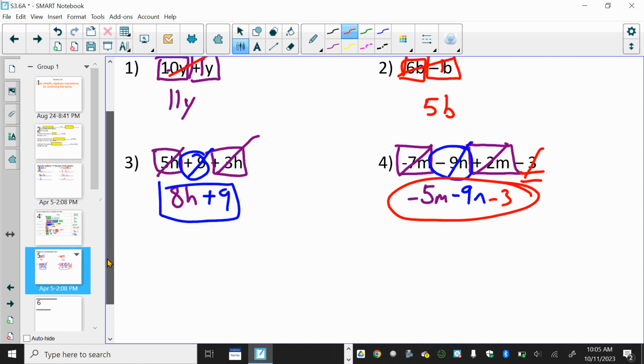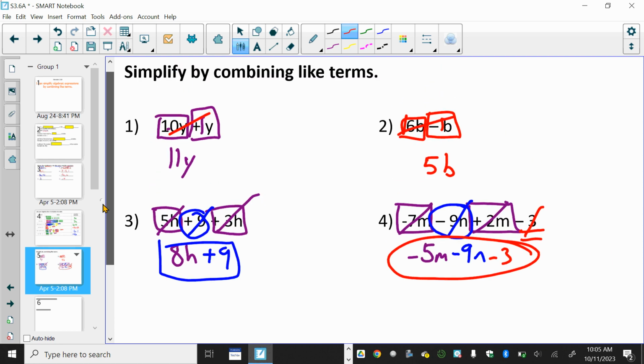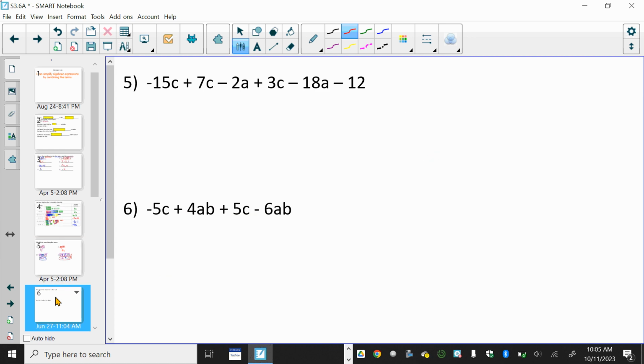Alright, you have to be diligent. Because sometimes you'll get to these giant numbers here. So start with your first term, find the very first one. I have c's, so I have negative 15c plus 7c. A's are not it. Plus 3c. A's are not it. Constants are not it. So we're going to put our numbers together. Negative 15 plus 7 plus 3. Negative 15 plus 7 is negative 8. Plus 3 is negative 5c. See? Cross it out. Pick my next one.